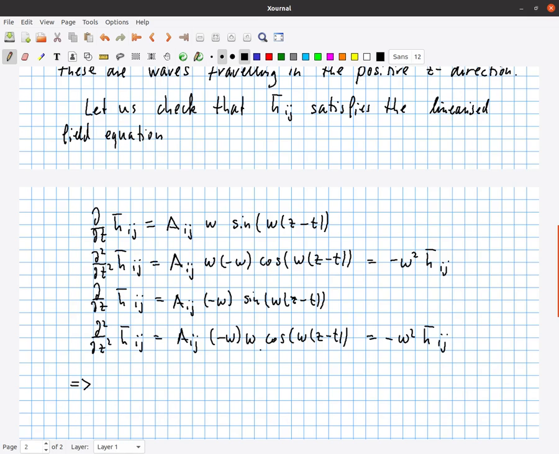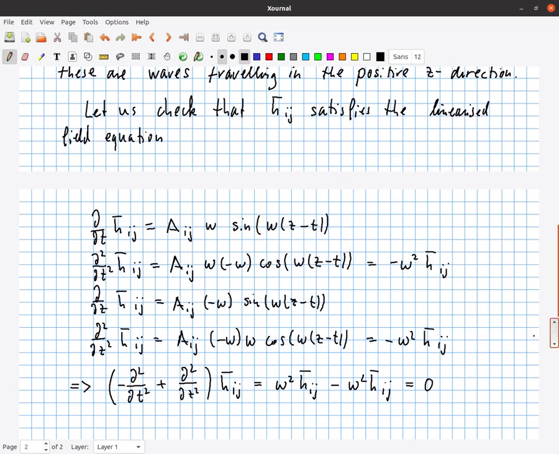Which then implies the following: d squared dt squared with the minus sign plus d squared over dz squared of h bar ij, which gives us this guy here. You see there's a minus sign here, so we get omega squared h bar ij minus omega squared h bar ij, which is 0.